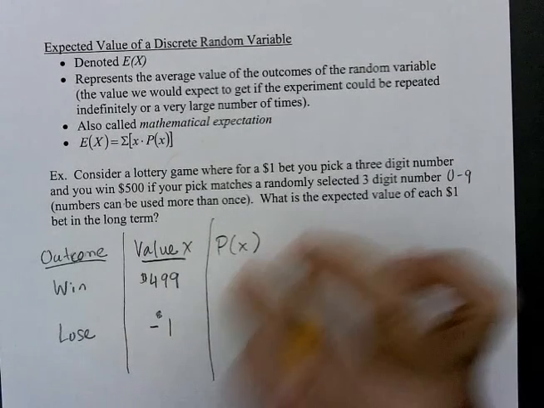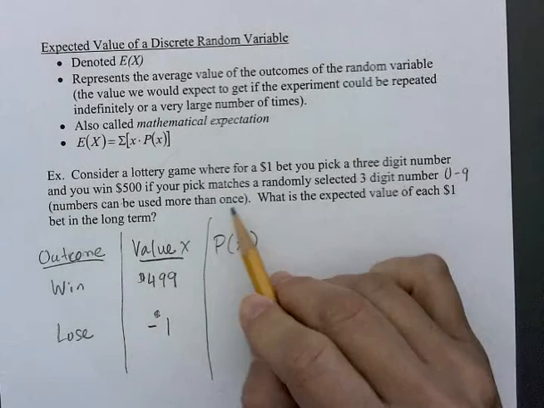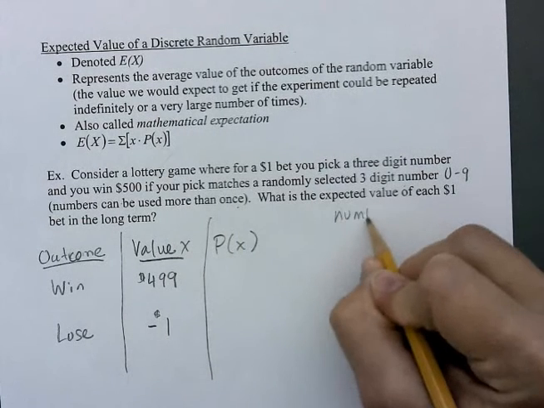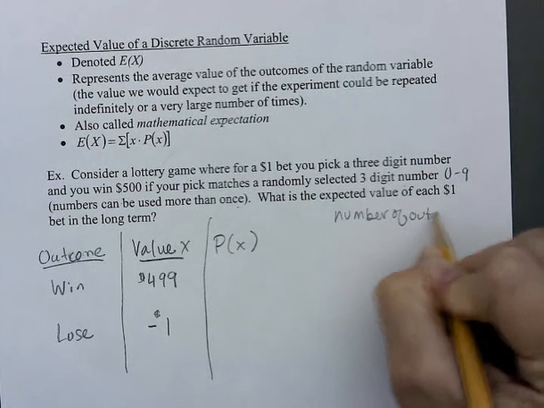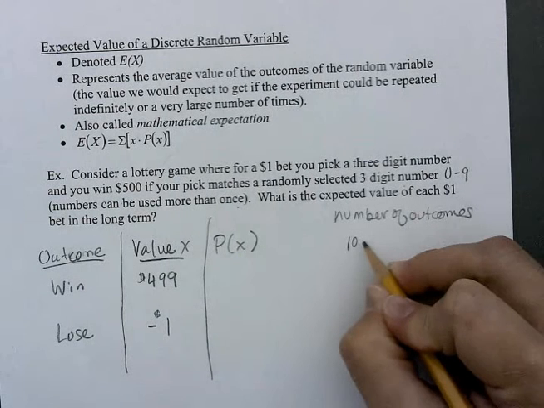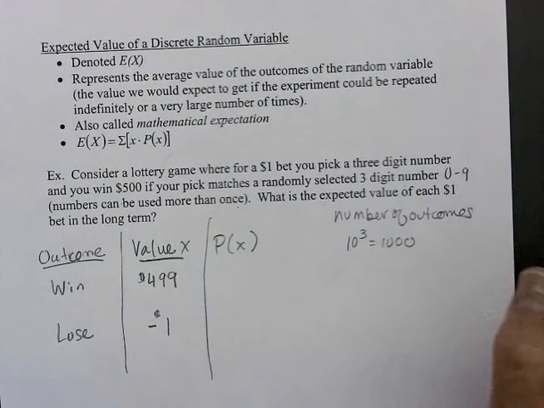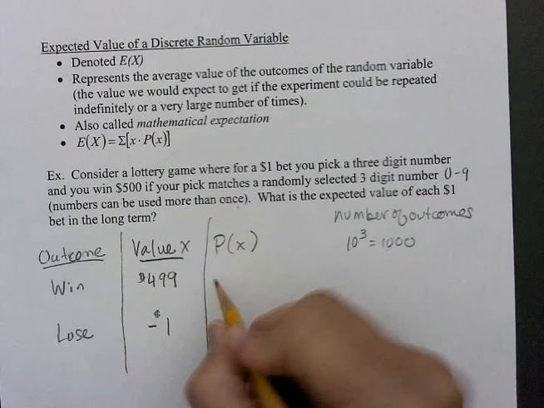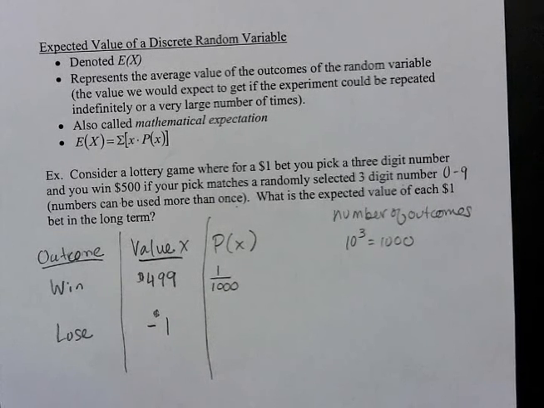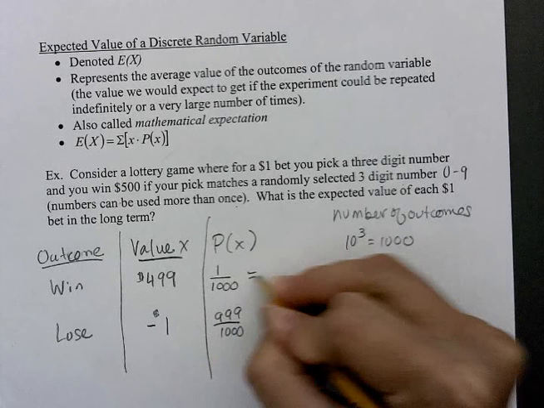Now the probability of these outcomes, since we're selecting a 3-digit number and numbers can be used more than once, then of course the number of outcomes would be 10 cubed, right? 10 times 10 times 10, or 1,000. And only one number is going to match, so to win, the probability would be 1 over 1,000. And the probability of losing would be 999 over 1,000. And you can make these decimals if you like.